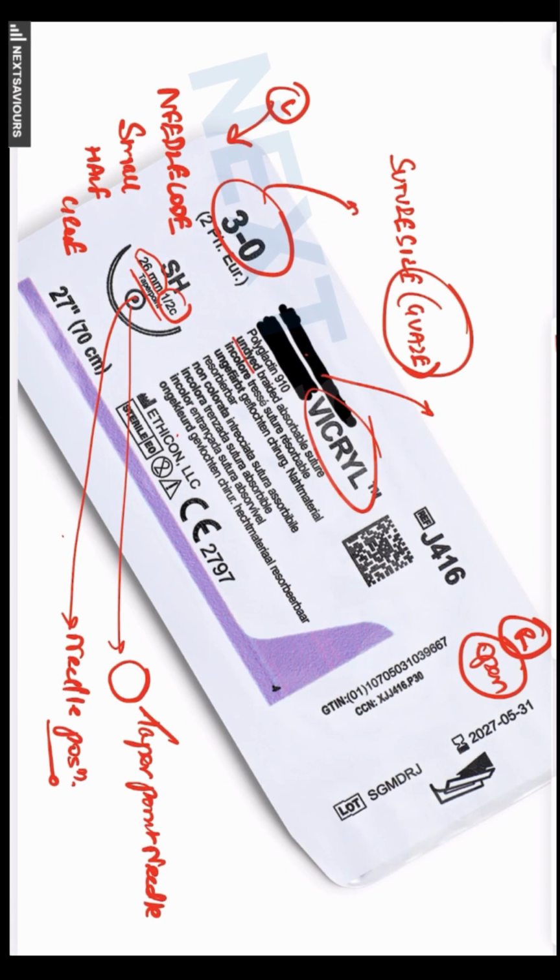Then undyed. It is not colored. So Vicryl, when it is not colored, is white in color, and when it is colored, it could be violet in color. So here we are having an undyed Vicryl. So it is indicative of the thread color. Then braided is a multifilamentous structure. It is not a monofilament. Then the nature of the thread, that is absorbable suture. This is what we have already talked about.